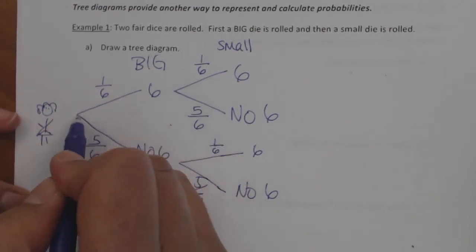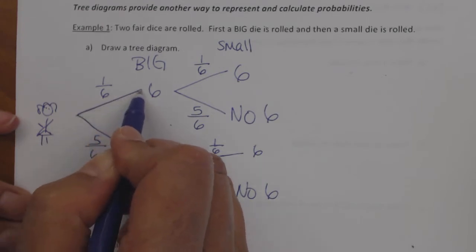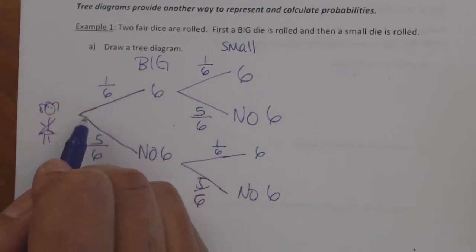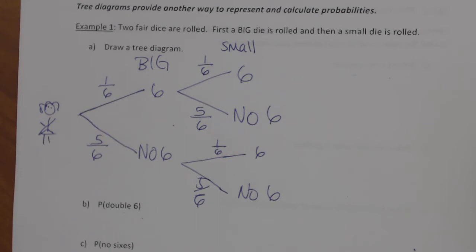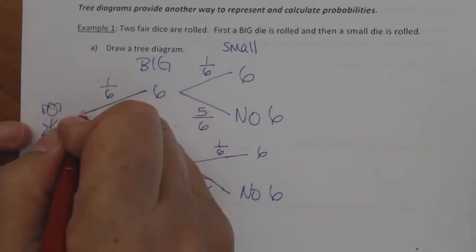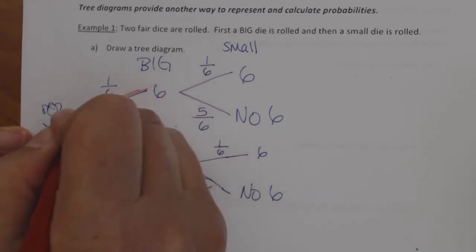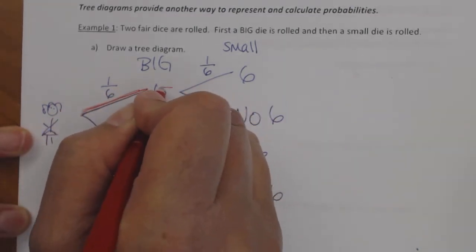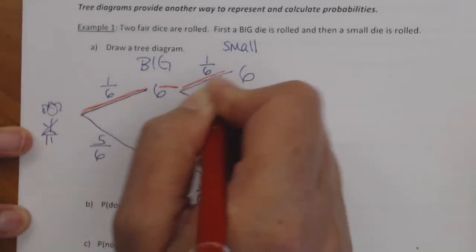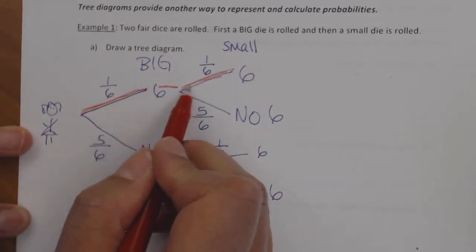So I'm going to roll, and first, in order to get a double 6, I'm going to have to go on this pathway right here. And I'm actually going to change pens. Okay, so double 6 is here. I have to roll a 6 on the big, and then to get a double 6, I have to jump over to this branch here. So I'm going from branch to branch.